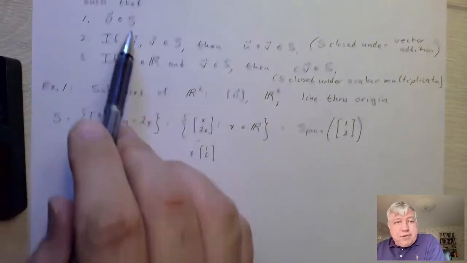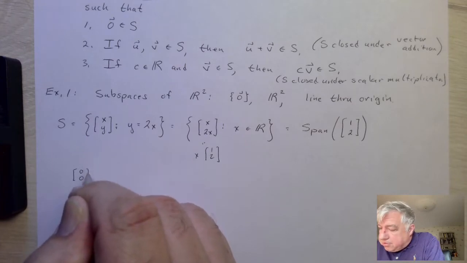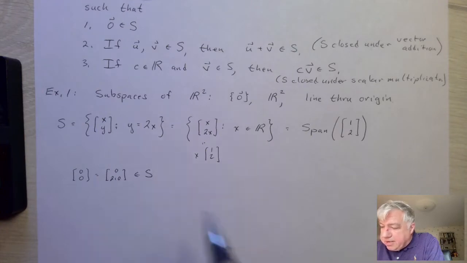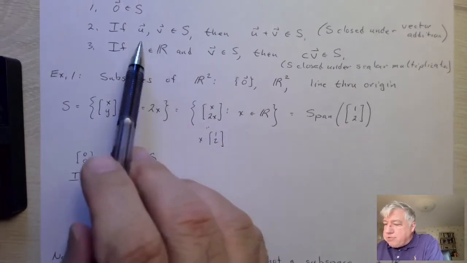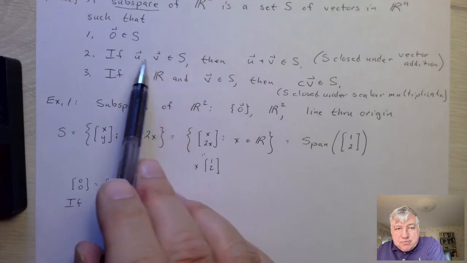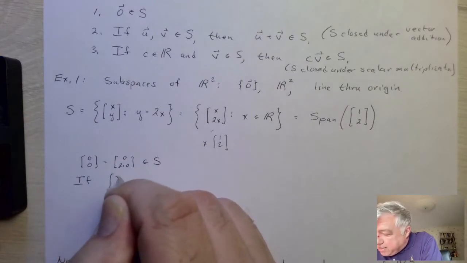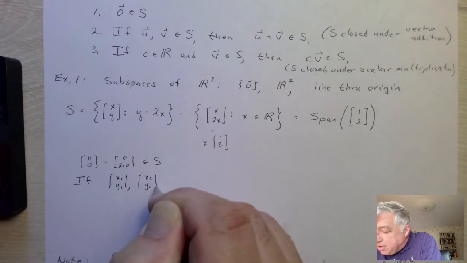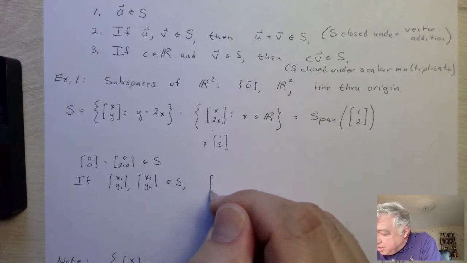But this is actually going to be a subspace. Let's just go through the definitions. Zero is clearly in here because the zero vector is the same thing as (0, 2 times 0), right? So that's going to be in S. We want to prove number 2, we need to show that for any two arbitrary elements of S, their sum will be in S. So let's say (x1, y1) and (x2, y2) are in S, then we want to show that their sum is in S.